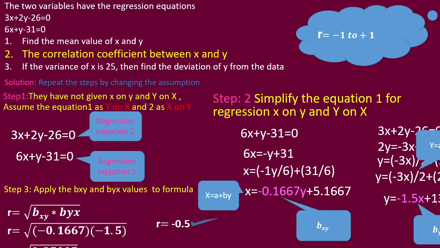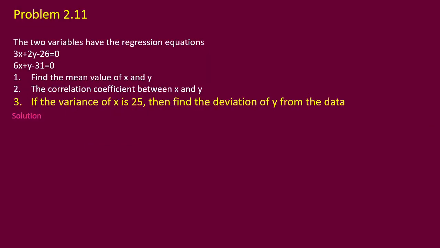Now it's perfect. And the last question is, if the variance of x is 25, then find the deviation of y from the data. So that means we should find out the standard deviation of y. You know that in this particular chapter, standard deviation comes in the case of the regression coefficient equation.